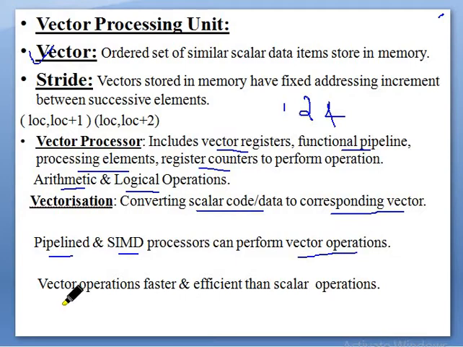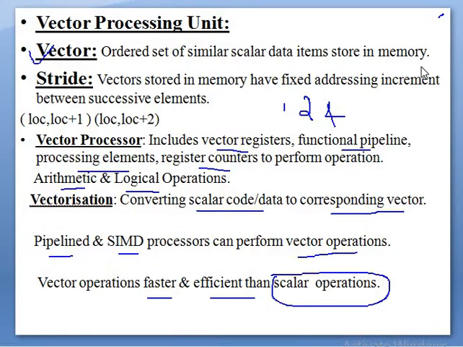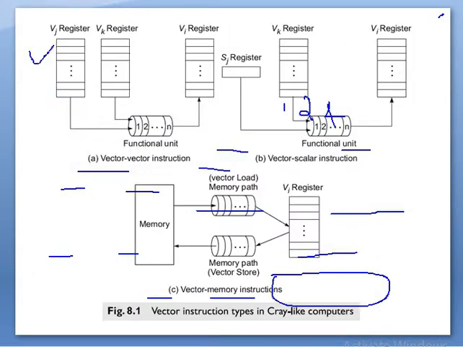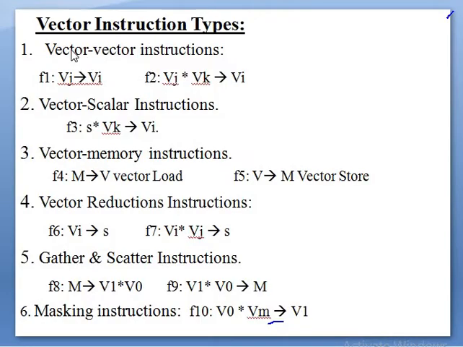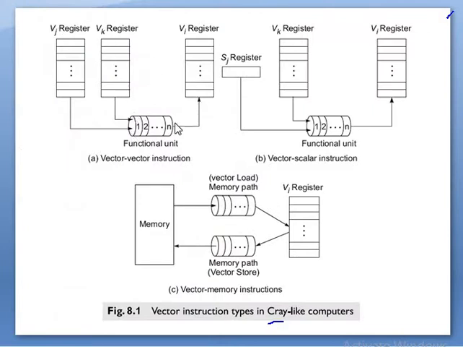What are the advantages of vector operations? First, these are faster and also efficient compared with scalar processors, as well as scalar operations. Now let's see what type of instructions a processor called a Cray computer can do. The individual definitions are here, and the reference is this diagram.